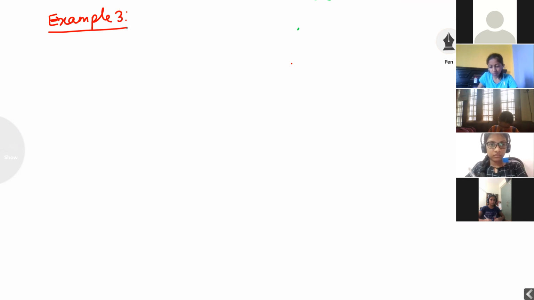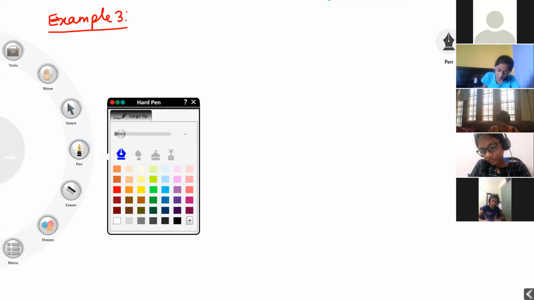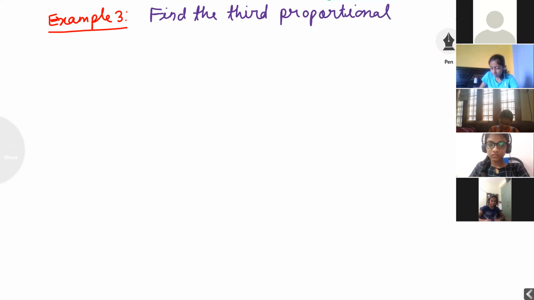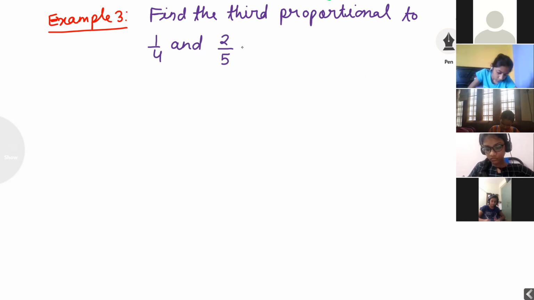Note down example 3. Find the third proportional to 1 by 4 and 2 by 5.